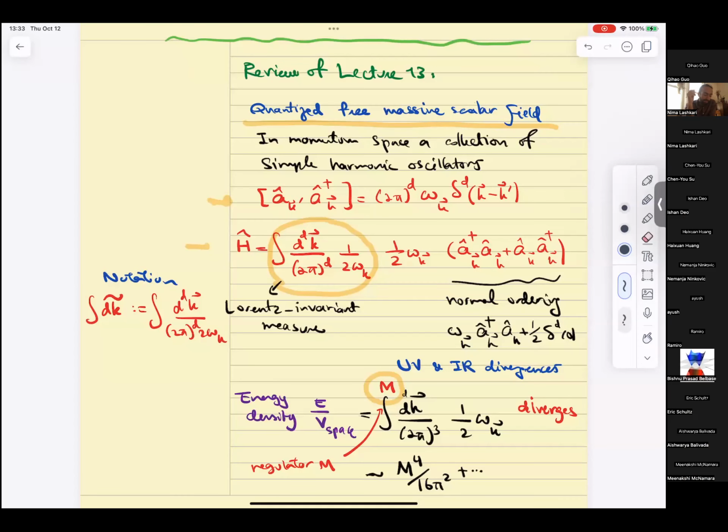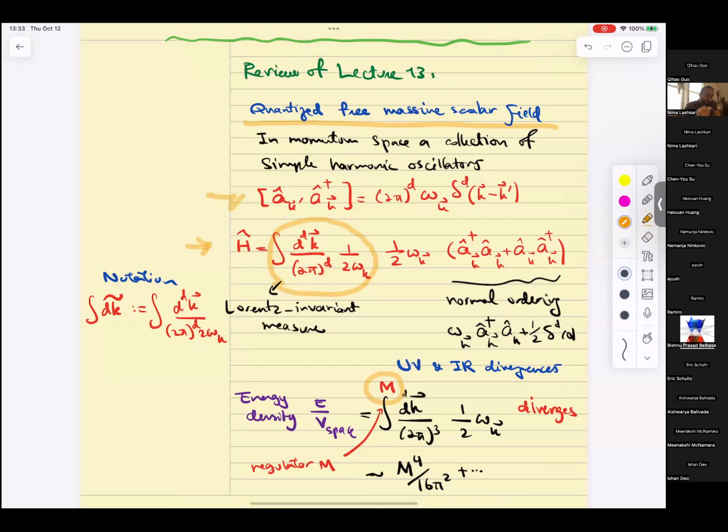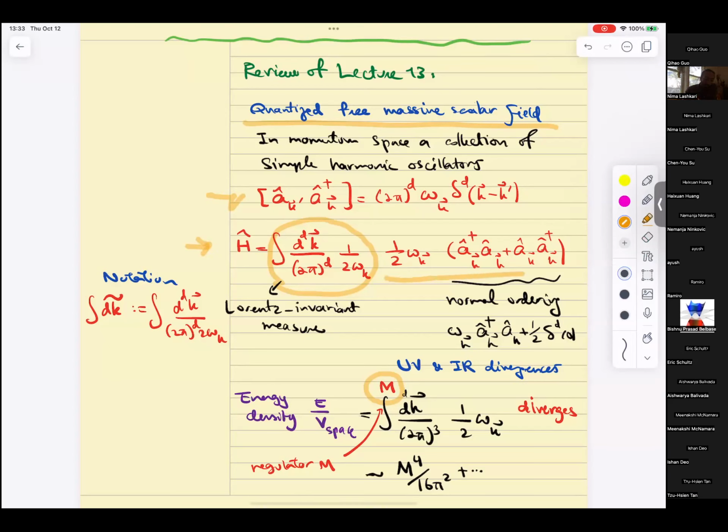All right, so I'll say it again. In lecture 13, we started by quantizing the free massive scalar field. We saw that in momentum space it becomes a collection of simple harmonic oscillators. We had these creation and annihilation operator commutation relations. The Hamiltonian became the following expression.